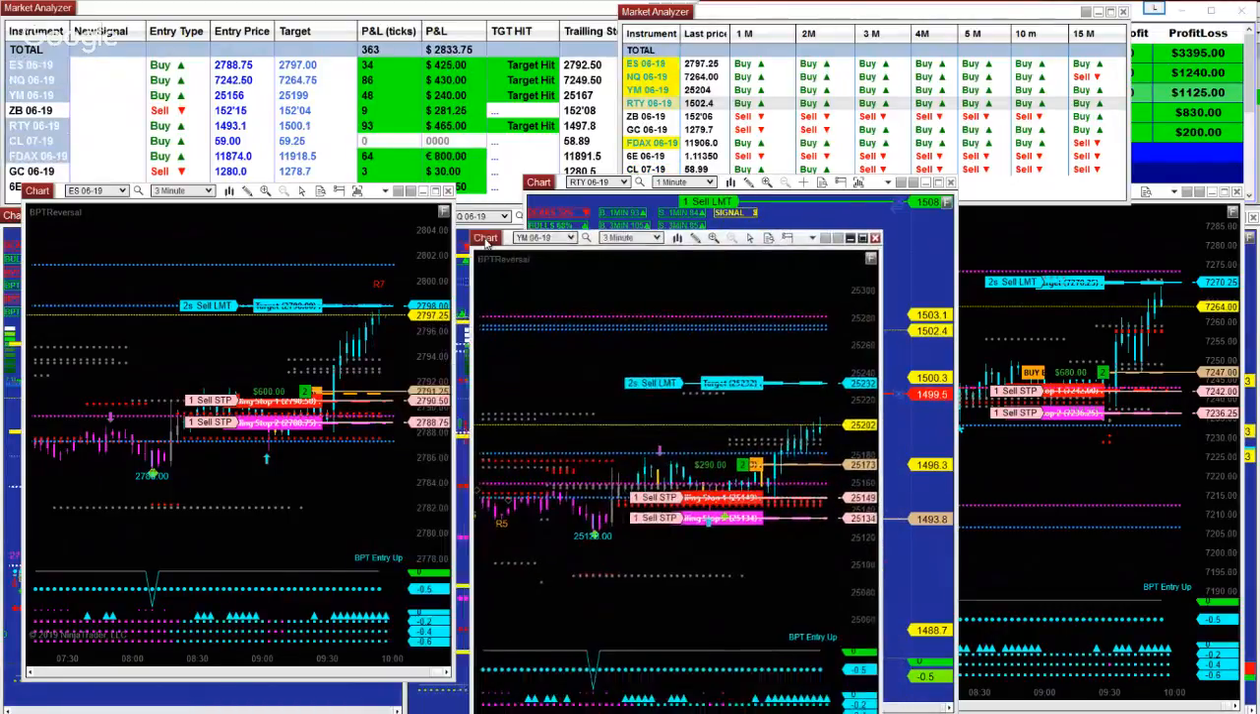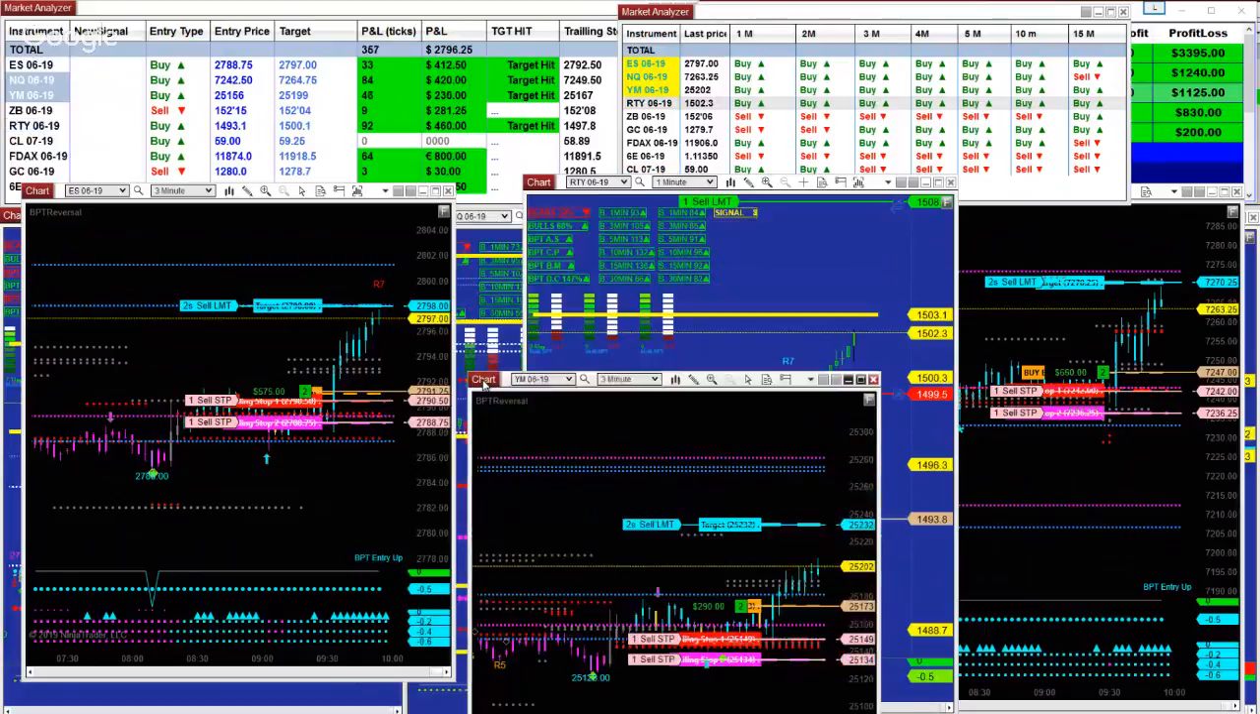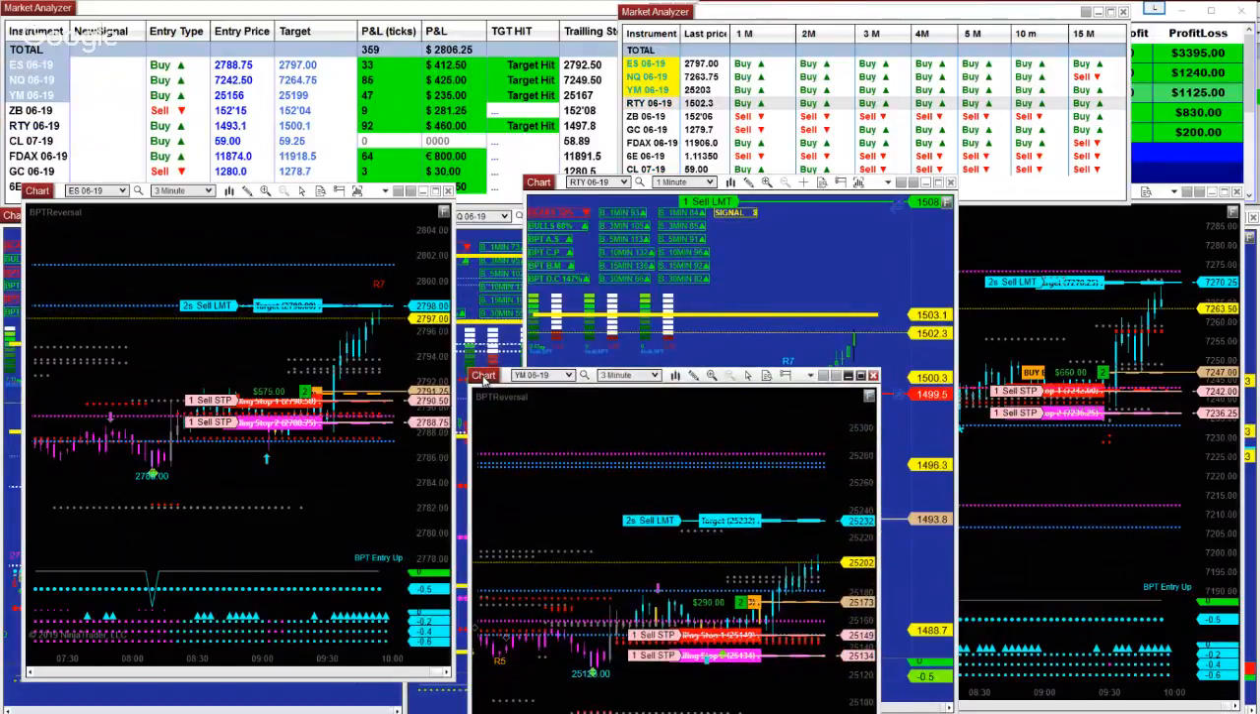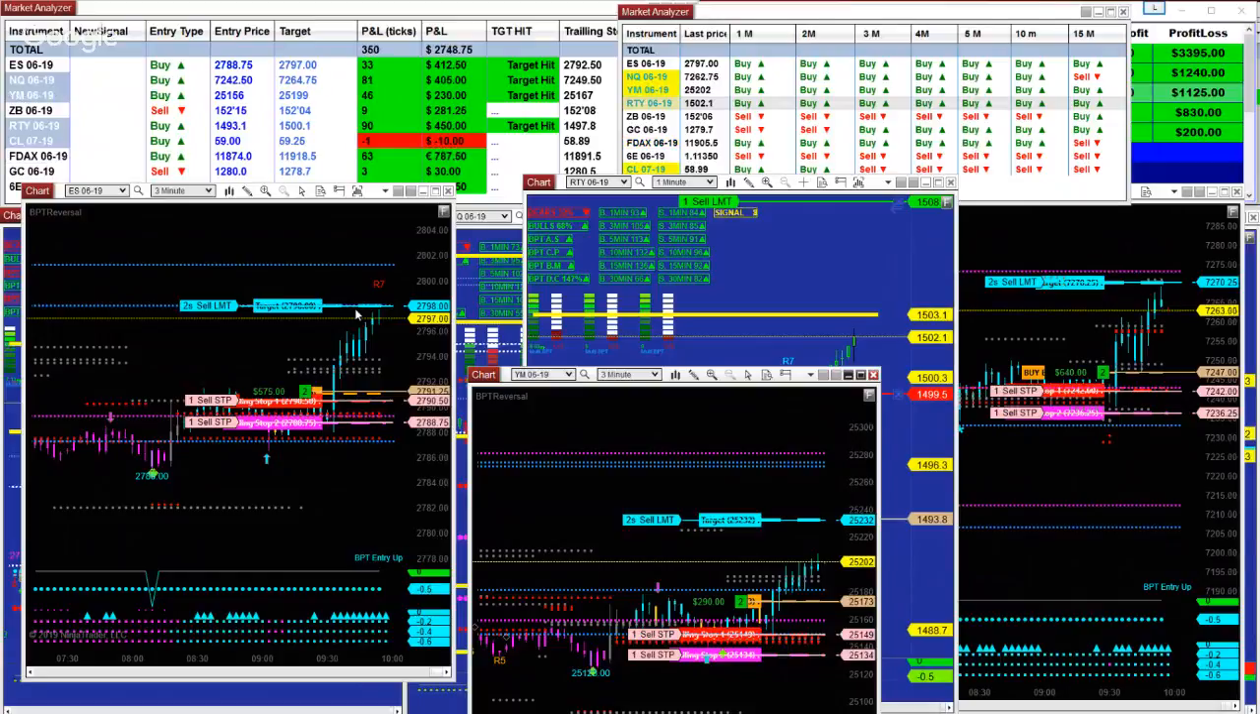the ES and the Nasdaq, the ES is about to close. It's going to close around $600, 650.